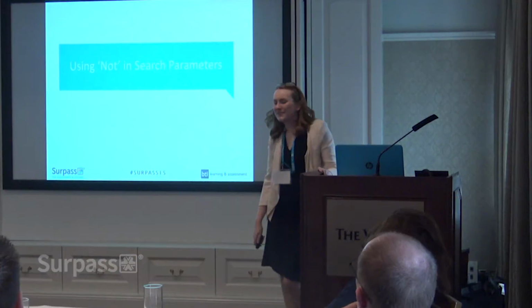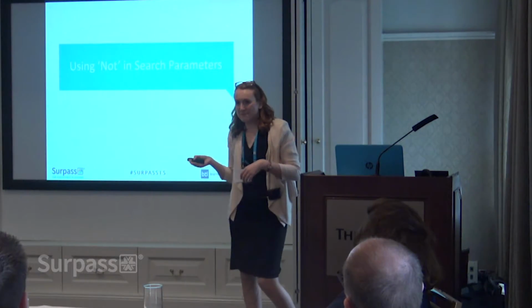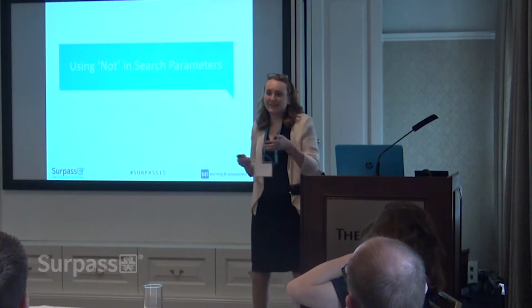The next one is a really little one, but I think people forget it. In Surpass, when you're building your tests, you probably use search parameters, and you can do this for either fixed or dynamic, it doesn't matter, any test. People usually look for something specific, so they say, I want items that have a particular learning outcome, or that are in a particular folder, or that have a particular question type. But you can also do not. You can say, I don't want these items.